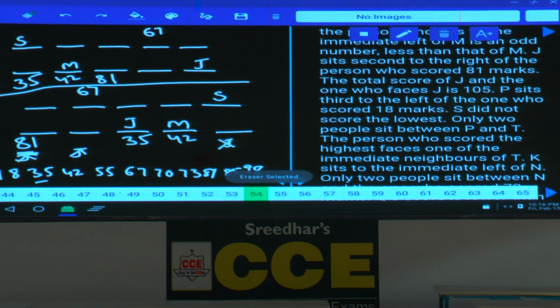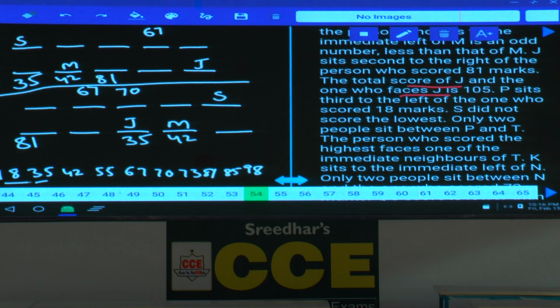Clear now? J sits second to the right of the one who scored 81 marks. Then there are two possibilities in this. The next one: the total score of J and the one who faces J is 105. J and its opposite person should have 105. Now J is 35 in the second case, and the other case is what? This person must be 70, then only it will be 105.